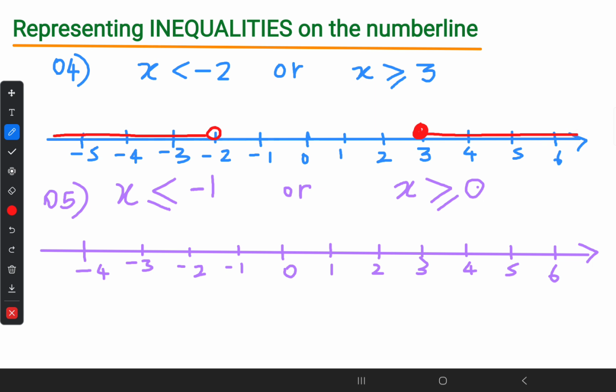In the last concept I discussed this one. If you have two separate inequalities, there is no combination. This one is going this way and the other one is going in another way. So this is the way you should denote it.